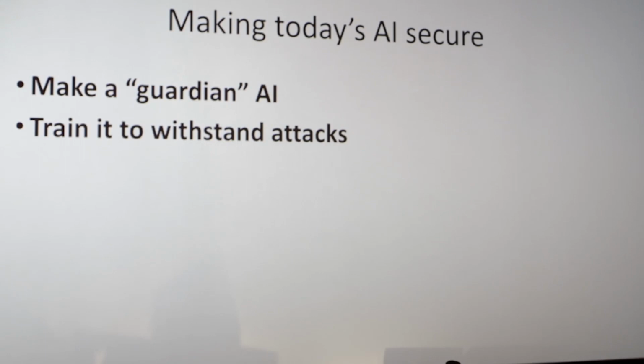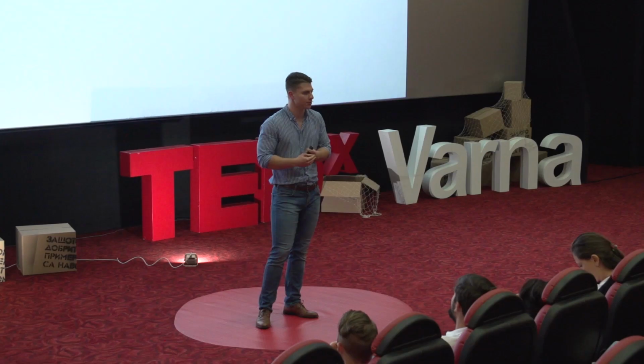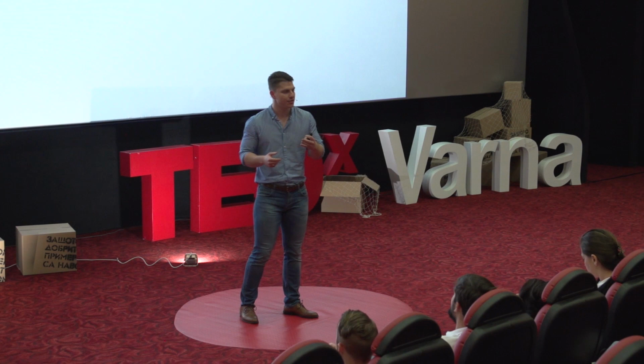Or in another fashion, we can make our AI run through adversarial training routines, basically train hard on our AI so that it knows what an adversarial attack is. So basically it means occasionally exposing it to some kind of malicious data and then labeling it as a bad example.